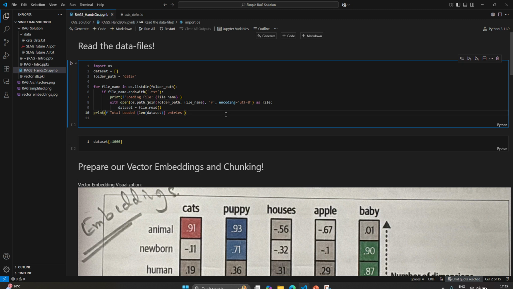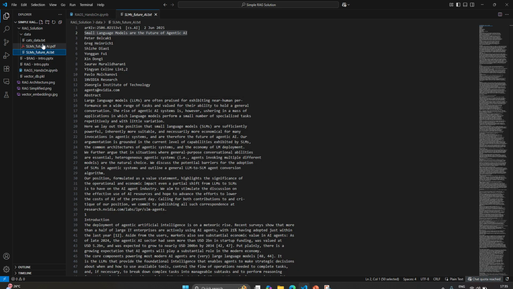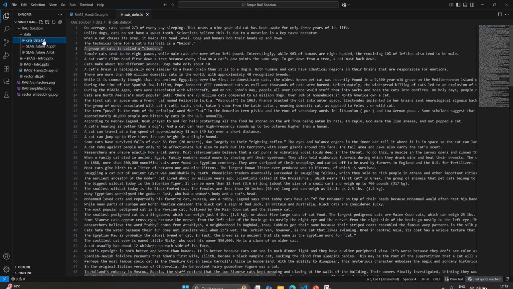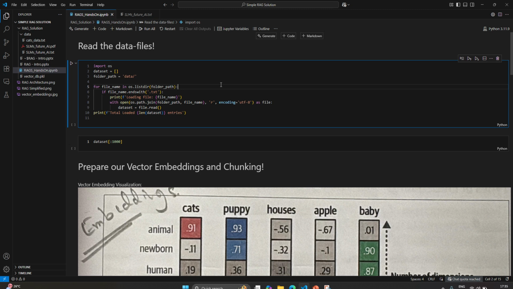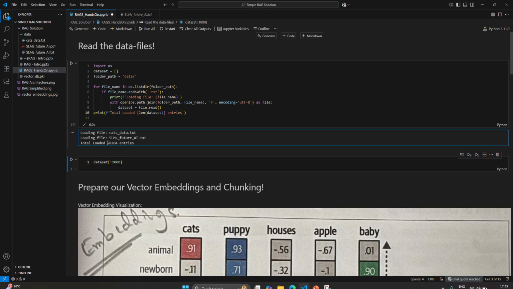So okay, now let's dive into the hands-on. As I've already told you, we are building a RAG on cats facts data and a small language model research paper. What we do is look into our data folder, find all the txt files, and create one big corpus, right? Now if I load this, you can see 58,204 entries. That means I have 58,204 sentences in total.